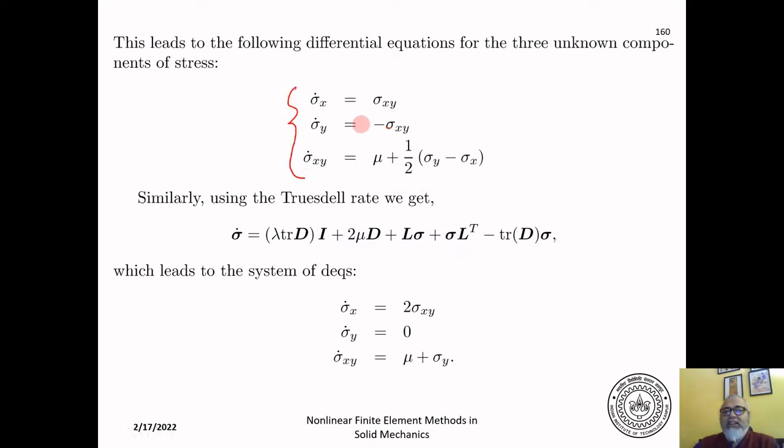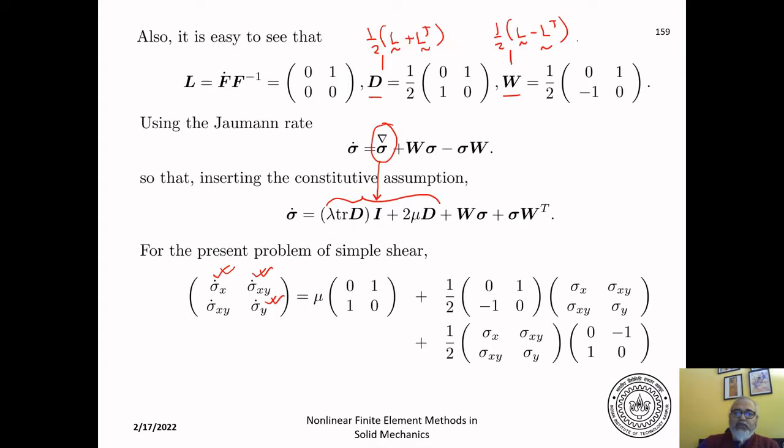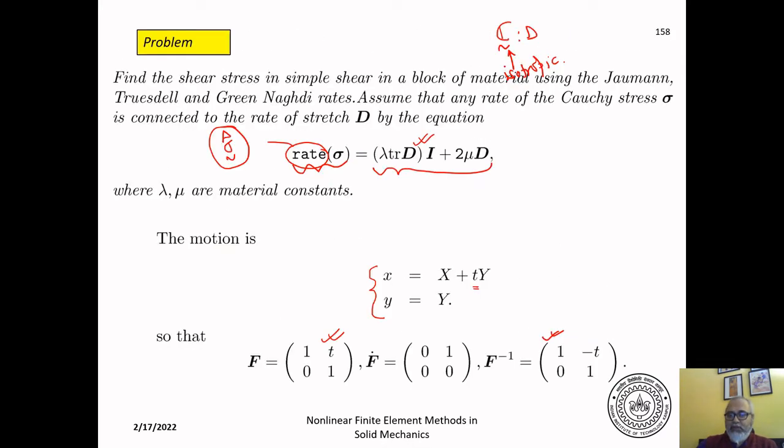You will see that you will get these sets of differential equations. These are a set of coupled differential equations which you can solve, and you can get the variation of one of these things, let's say sigma xy. You can get the variation of sigma xy with time because we know sigma is a function of time. Similarly, we can use the Truesdell rate. So remember the Truesdell rate, we can use the Truesdell rate here.